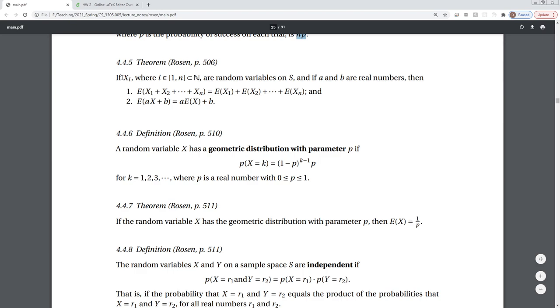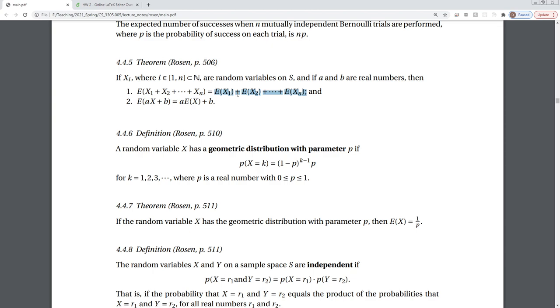So in theorem, if Xi, where i is one of our numbered events, i is our serial number, are random variables on S, and if a and b are real numbers, then the expected value of these events individually, or of the combination of these events, is equal to the combination of the expected values of the events individually. So the expected value of a times X plus b is equal to a times the expected value of X plus b.